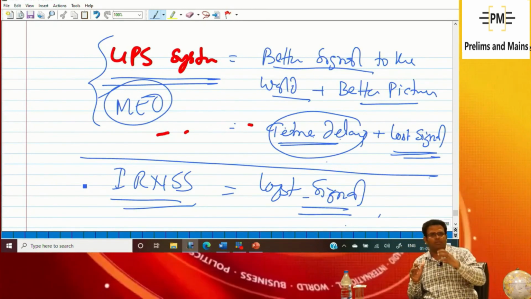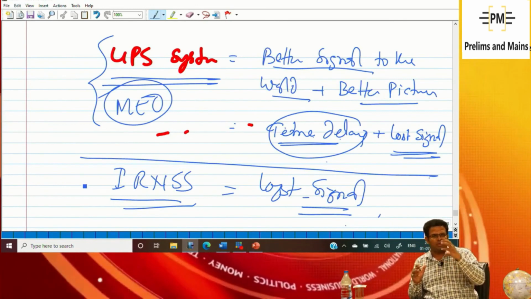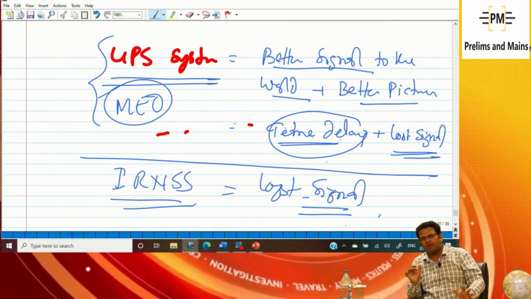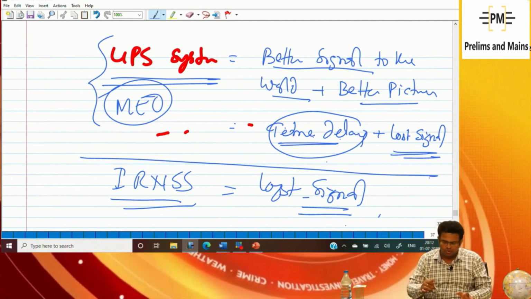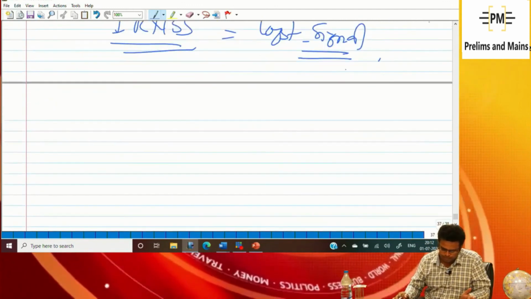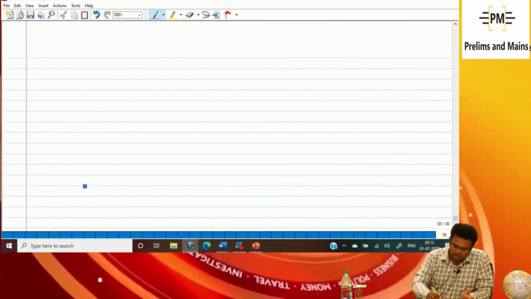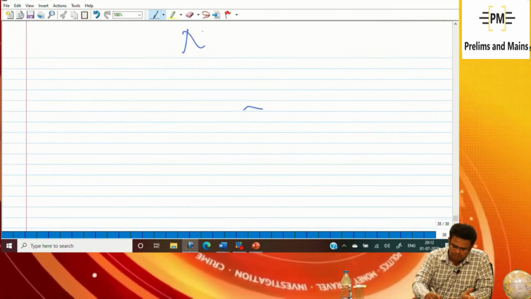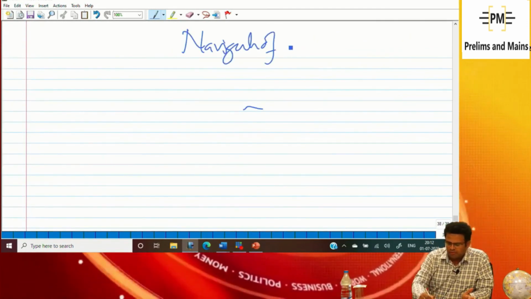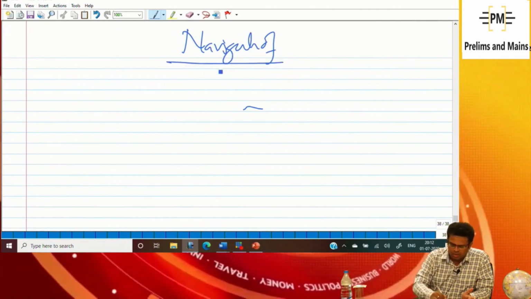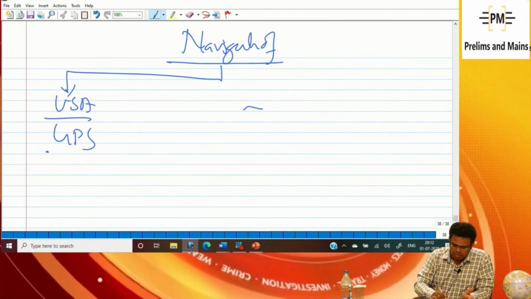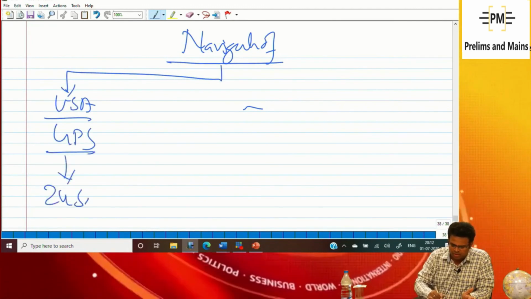So therefore they come into the medium earth orbit where a better signal can be there, a better picture can be there, but there is some problem of lost signal. So therefore for navigation, the USA is using the GPS system, and there are 24 satellites.